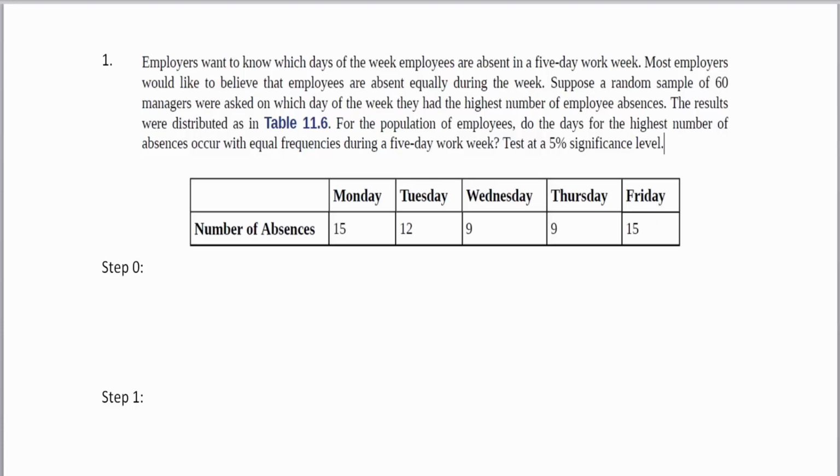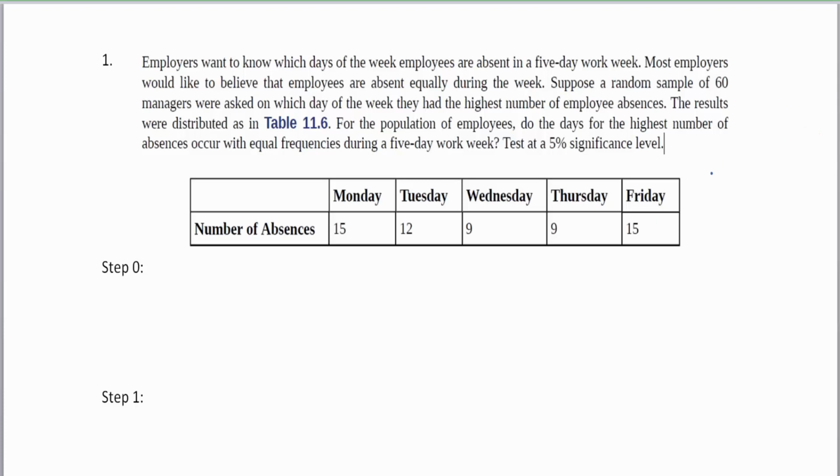And we can take a look at this table here because it says, suppose a random sample of 60 managers were asked on which day of the week they had the highest number of employee absences. And so the results were distributed in this table. Now, it's important to see that there might be a preference because you can see Monday and Friday had higher totals than the other days, but the other days weren't too far away from them. So were Monday and Friday big enough statistically to say that there is a preference when most people take days off? So let's get this problem started.